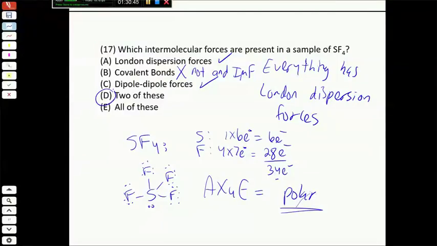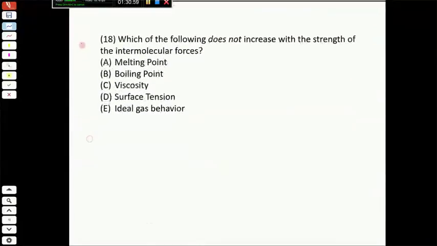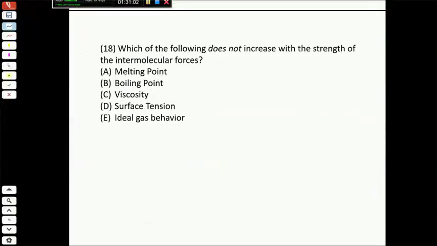Okay, questions on this one or on the concept of intermolecular forces? This is one of the more recent things we've done, so if you want to spend a little more time on it, that's fine. If not, we will move on to the next one, which also deals with the same concept of intermolecular forces. Here we're talking about properties that depend on intermolecular forces. They're important because they dictate some of the key properties of molecules, especially in condensed phases. We want to know which of the following does not increase with the strength of the intermolecular forces: melting point, boiling point, viscosity, surface tension, or ideal gas behavior.